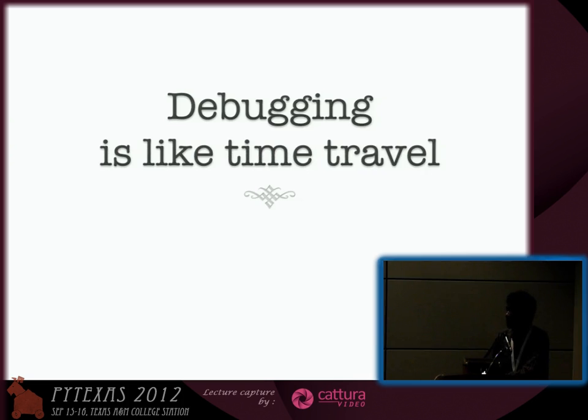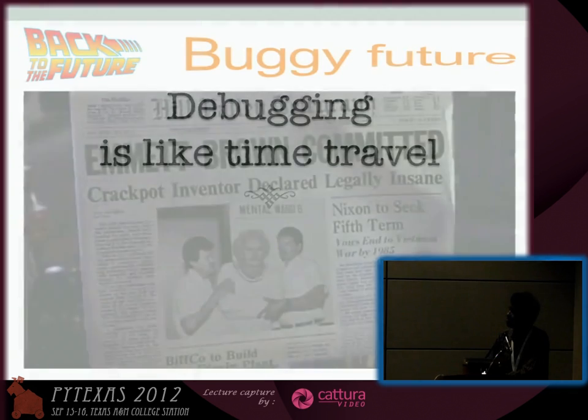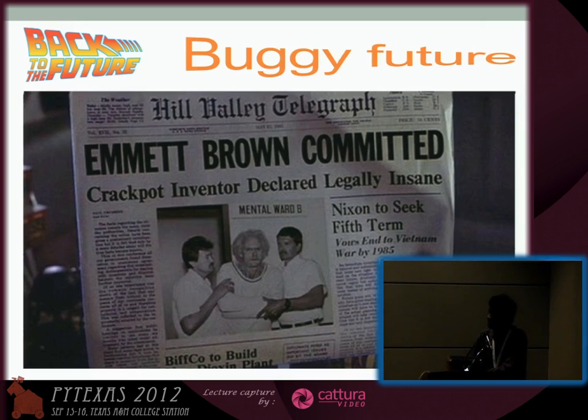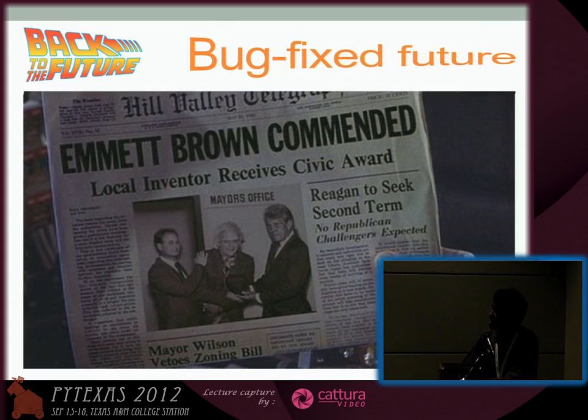OK, now we get into project OTrace. Debugging is like time travel. You want to go back in time to find out where the error occurred. If you've seen Back to the Future, this is an example of a buggy future. The good guys have become bad guys, and Doc Brown is in jail because something happened in the past and it got messed up. So what Marty McFly does is go back in time and change what happened, and the future changes, okay?